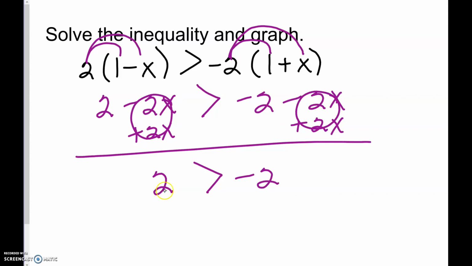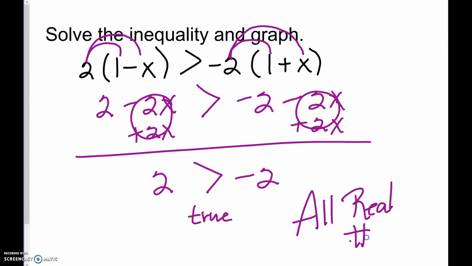So we end up with 2 greater than -2? This is a true statement. And because this is true, our answer is going to be all real numbers. It's one of those special situations or cases where the letters cancel out and we are left with 2 greater than -2. That is true.